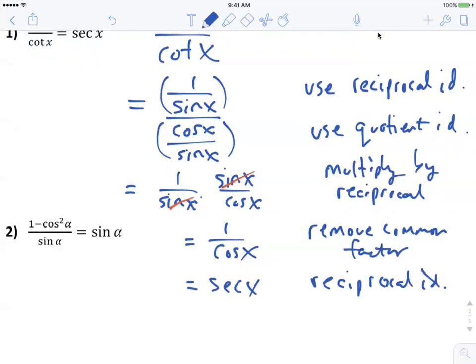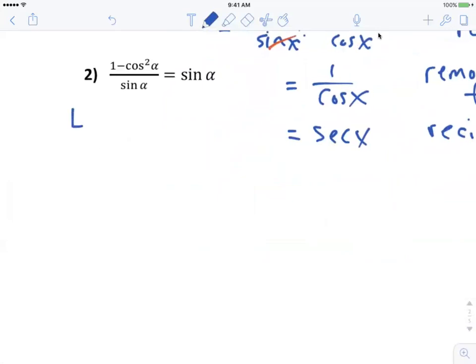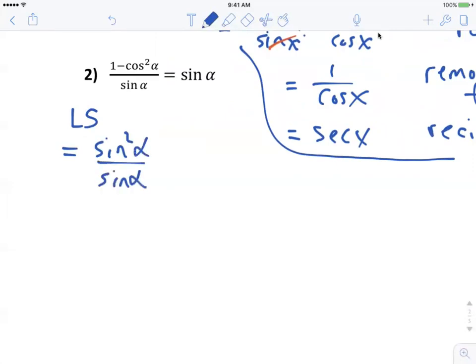Okay, so there's one. All right, how about another one? Number 2 here. So I'm going to start with that more complicated side. Maybe I could just say LS for left side, so I don't have to rewrite that whole thing. Let's do that. Okay, that 1 minus cosine squared, I recognize that as an alternative Pythagorean identity. That's sine squared. So that's sine squared alpha over sine alpha, right? So I used a Pythagorean identity.